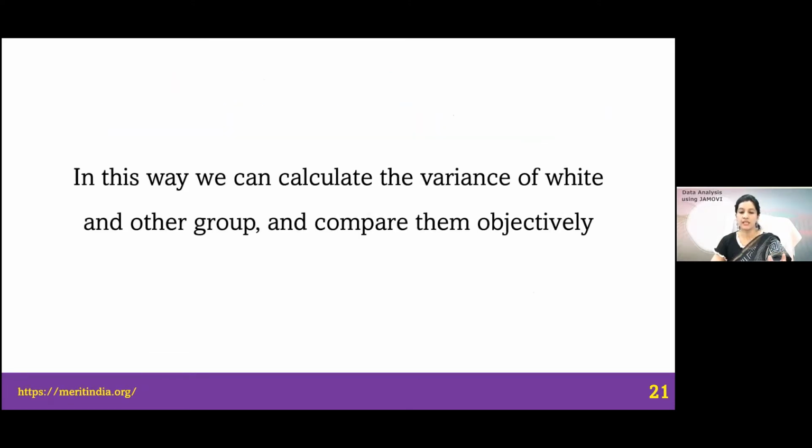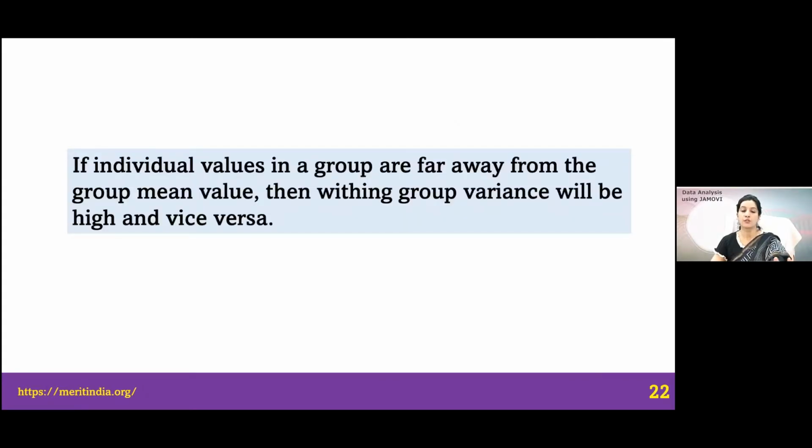In this way, we can calculate the variance of white individuals and the variance of the other race, and then we can compare them objectively. So this was the concept of within group variance. If the individual values in a group are very far away from the group mean value, then the group variance will be high. And if they are very close, then the group variance will be low.